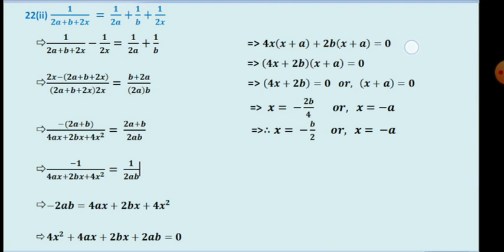So from the first 2 terms we can take 4x common, so we will have x plus a. From the third and the fourth term we can take 2b common, so we have x plus a, which is equal to 0. So one of the terms is 4x plus 2b equals to 0, another term is x plus a equals to 0. So the value of x is equal to minus 2b by 4, that is equal to minus b by 2, and another is x plus a equals to 0, therefore the value of x is equal to minus a.